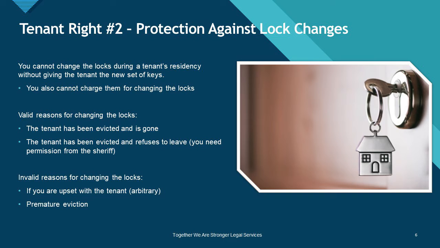If you are not sure if the tenant is still living there, you can apply to the LTB for an order terminating the tenancy pursuant to Section 79 of the Act, which pertains to abandonment. Invalid reasons for changing the locks are being upset with the tenant and doing it as a form of revenge, or doing it to evict the tenant prematurely.